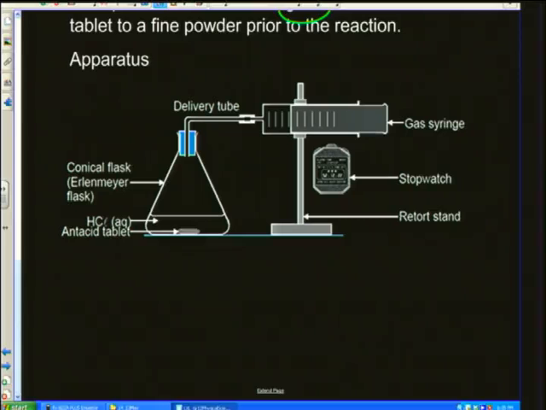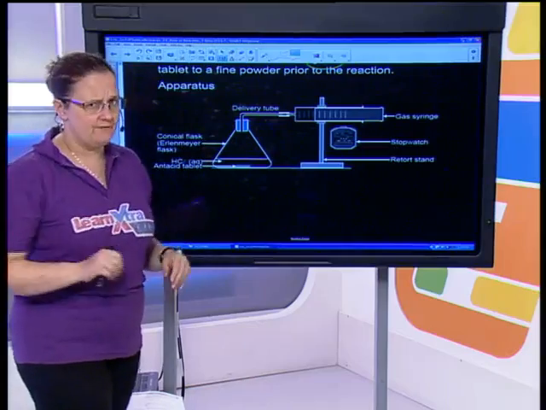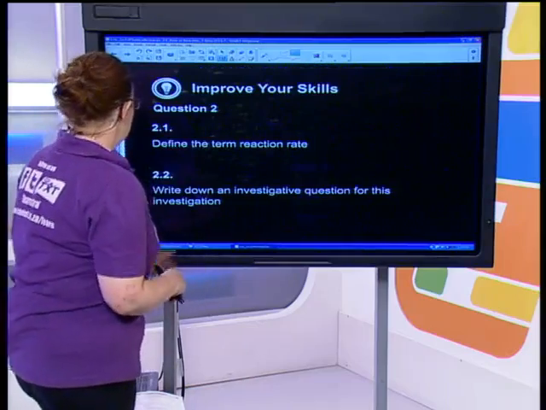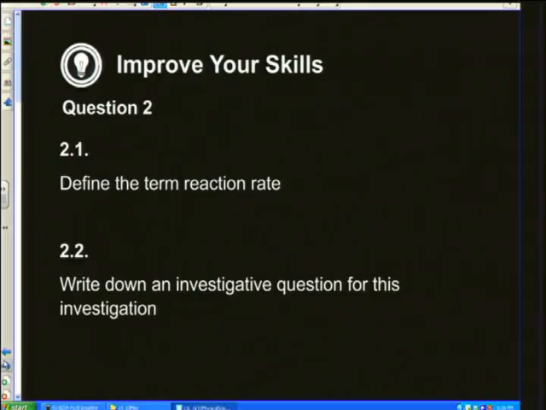And what we have is our conical flask, the antacid tablet, delivery tube, stopwatch, retort stand, gas syringe. We're all happy. Okay, we've read through all the information. Let's go to the questions. First one, define the term reaction rate.